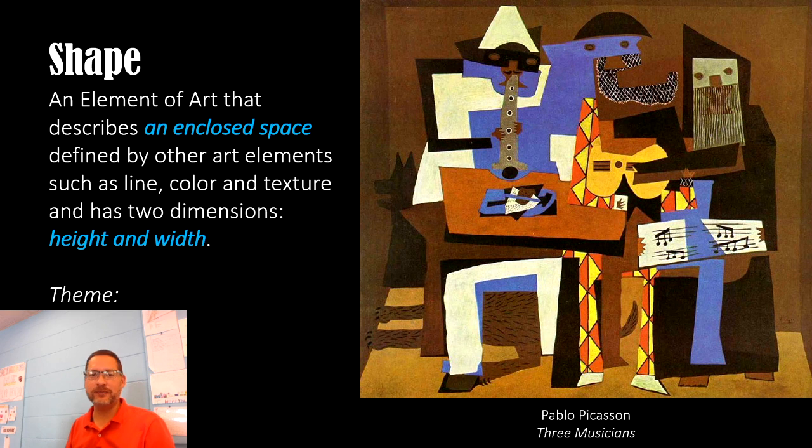We are into our second element of art this week, which is shape. Two weeks ago, we talked about line. Line is basically a point moving through space. You put your pencil, your pen, your paintbrush down, and you start moving it, and it creates a line. Now, shape is very different than line. Shape is an element of art that describes an enclosed space.